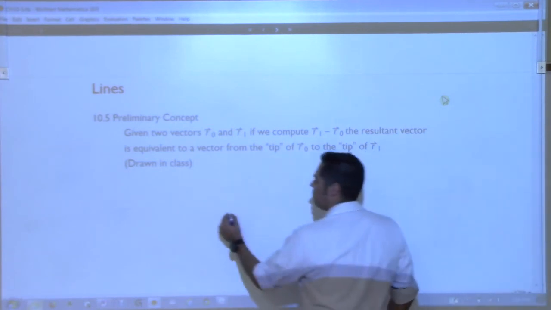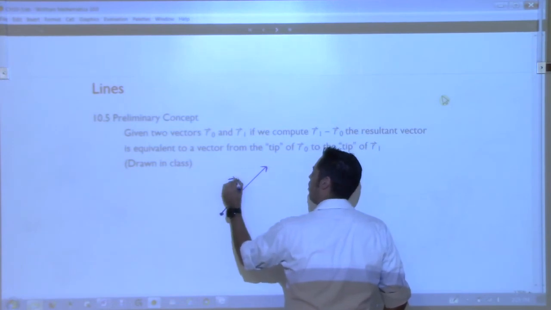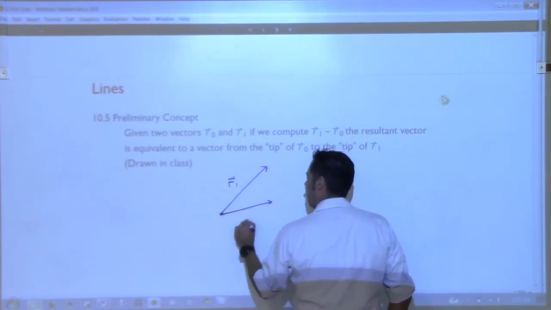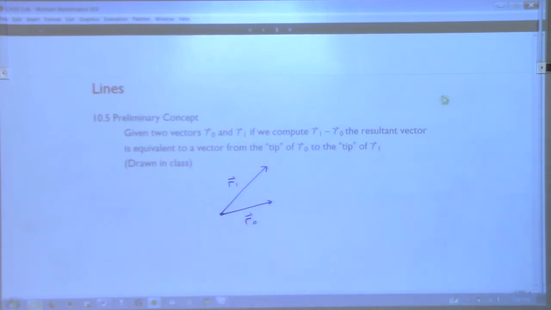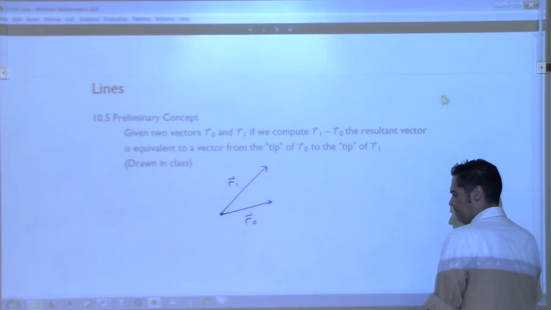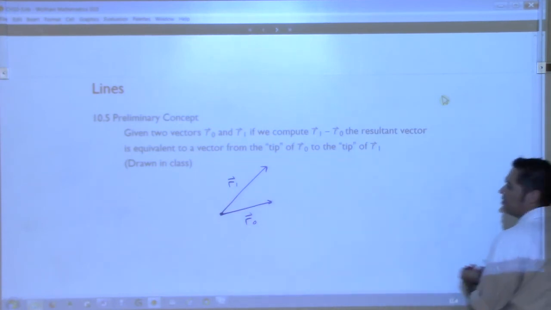All right, let's say I have two vectors. Let's call this one R1, and let's do another vector. We'll attach them, R0, like that. If we compute R1 minus R0, the resultant vector is the vector from the tip of R0 to the tip of R1.